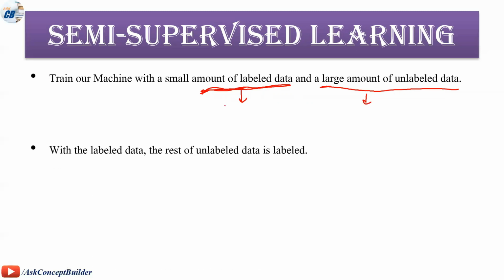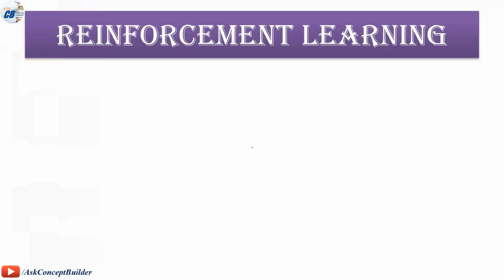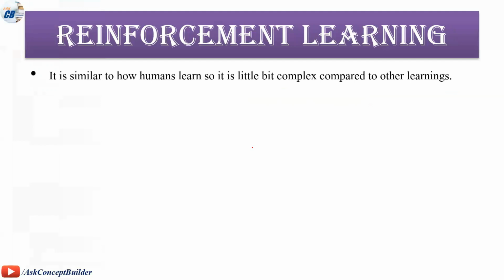Now what happens in semi-supervised learning is that with the labeled data, the rest of the unlabeled data will be labeled by our machine itself. Okay, so this is our semi-supervised learning. It is used in many applications like speech analysis and web content analysis. All of this we will see further in detail. So this was our third learning technique.